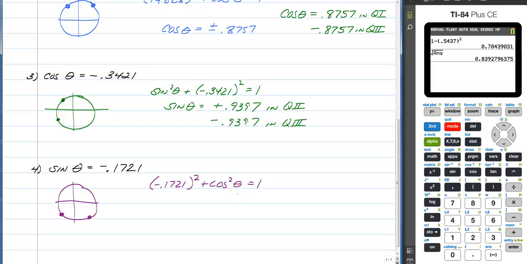1 minus negative 0.1721 squared is going to give you cosine squared. Take the square root of that value, and you're going to end up with the cosine of theta is equal to plus or minus 0.9851. And then last step, what quadrant? Cosine is positive in quadrant 4 because that's where x is positive. And our negative cosine is when x is negative in quadrant 3.